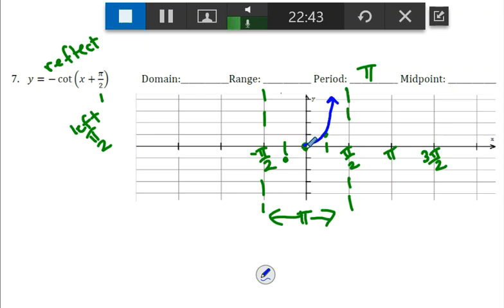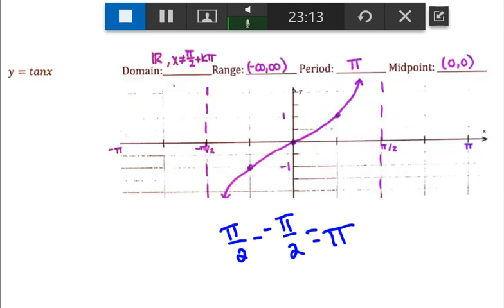All right, so when we reflect a cotangent and we shift it pi over 2, what do we get? What's that graph? Tell your neighbor what that graph is. We've seen that graph before. Do you guys remember seeing this graph? Am I just making this up? Didn't we see it right here? Okay, so this is the same as your tangent graph. Yep, very good.